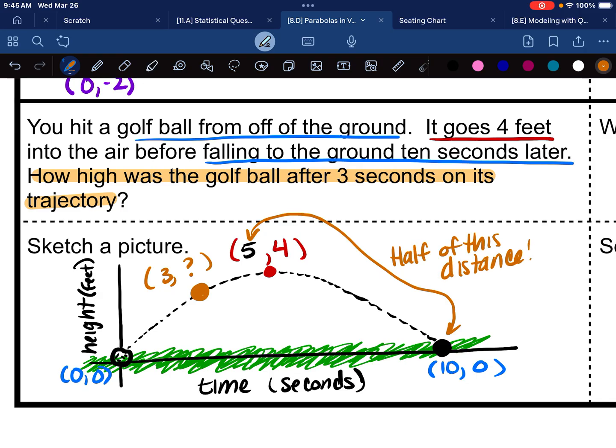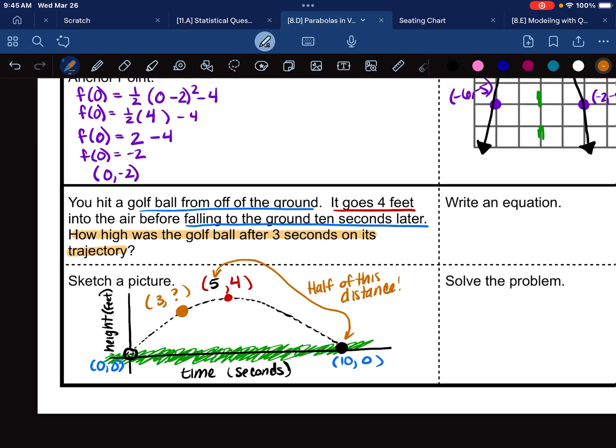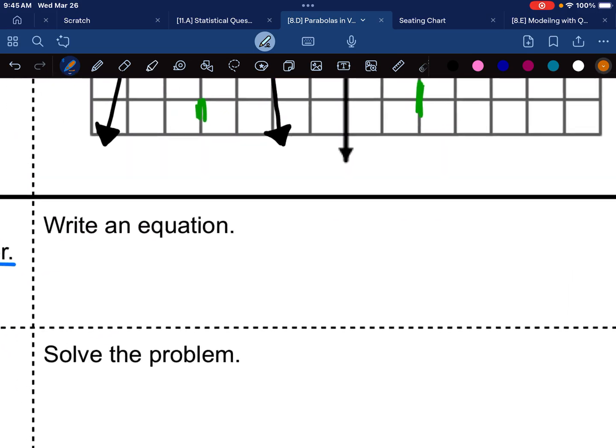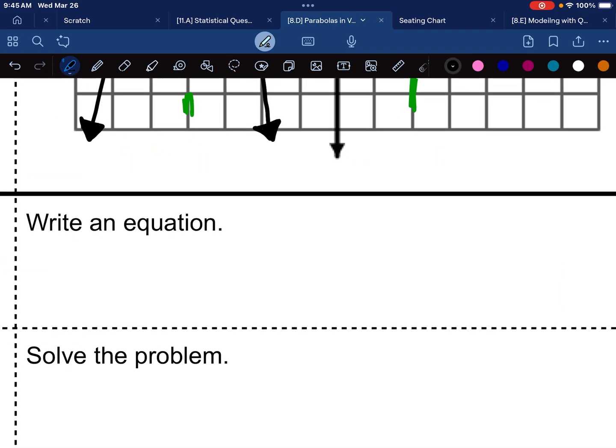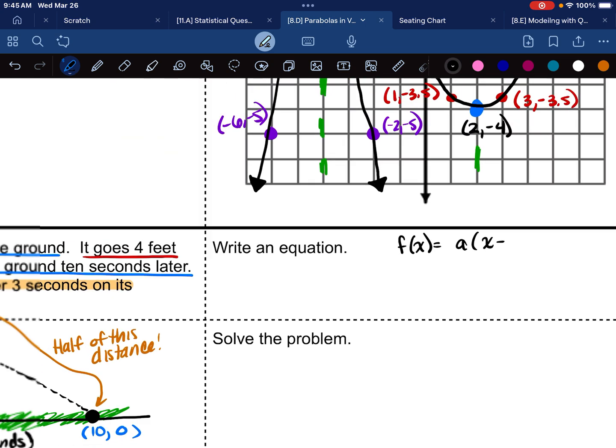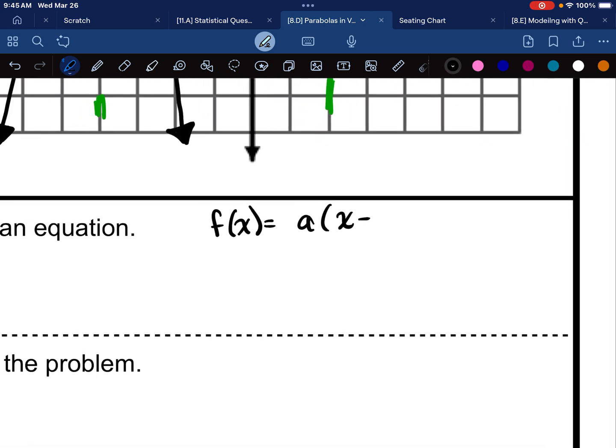Half of this distance. Okay, so now we got to find 3. So now I need an equation. Now we're in vertex form, so I'm going to go ahead and plug my vertex in. So our vertex was 5, 4, so I'm putting the 5 and the 4 in here.